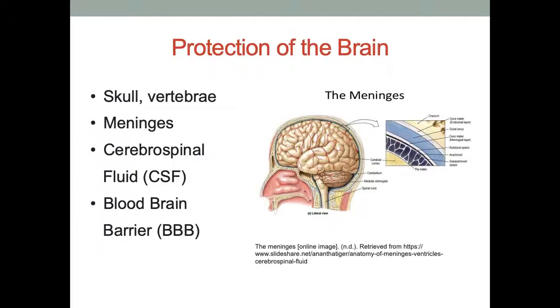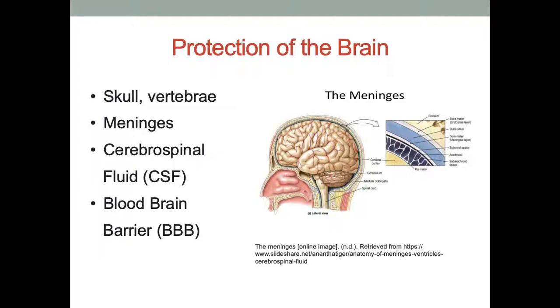And then the final level of protection in the brain and spinal cord is the blood-brain barrier. This is more of the chemical protection. It prevents pathogens and other chemicals that aren't necessary for neural function from passing over into the neural tissue, while it still does allow vital things like oxygen and glucose to travel through it. So, pretty unique and interesting subject there, but that's for a different presentation.